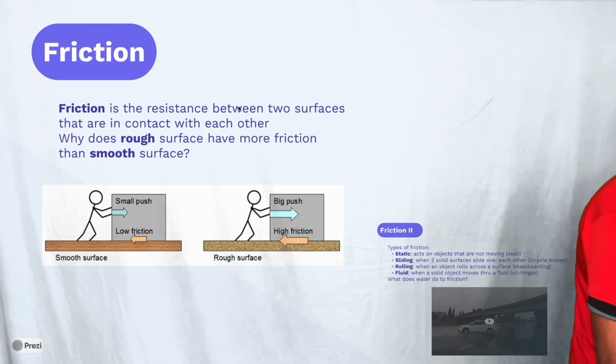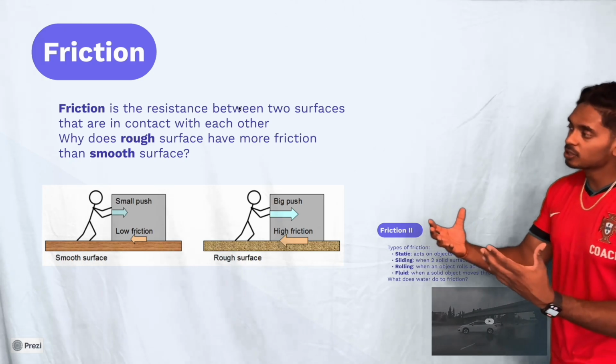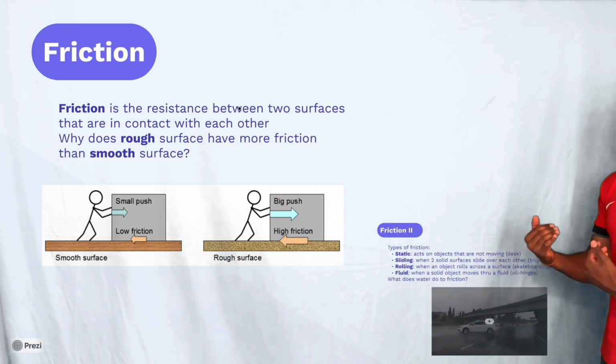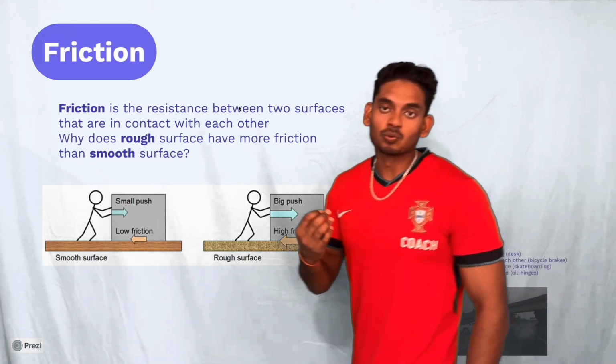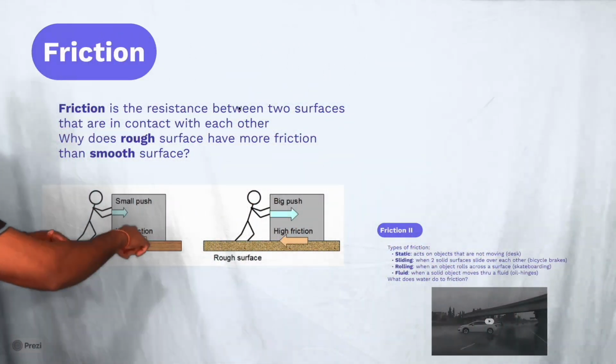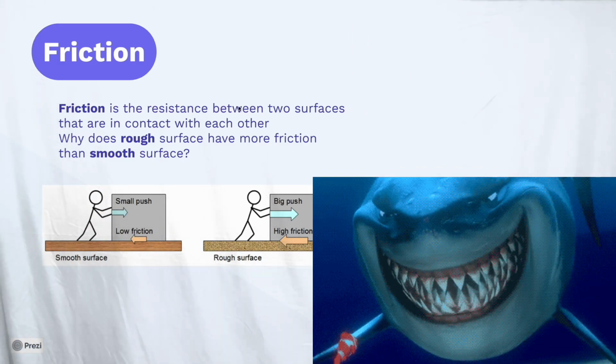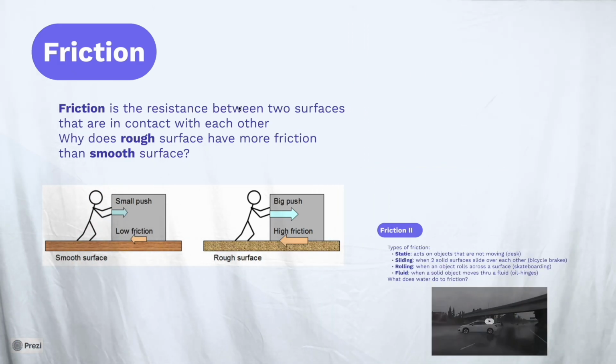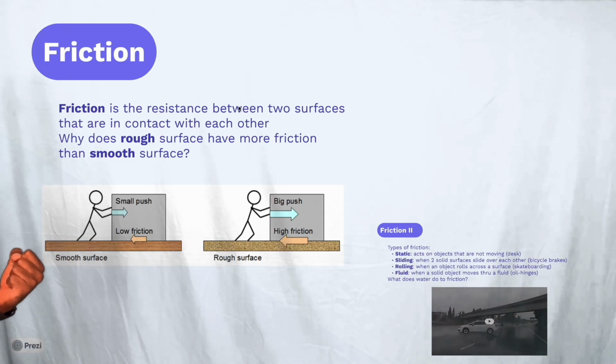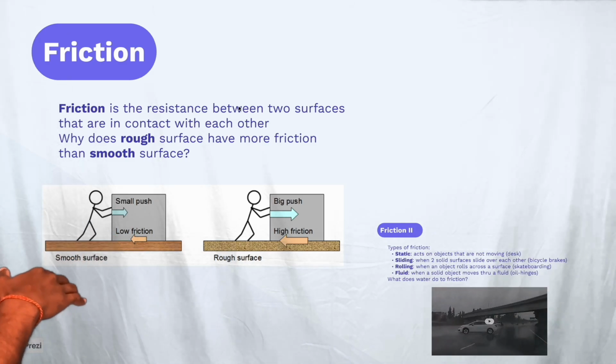However, if we look over here, we have a rough surface, a bigger push, and a bigger resistance. Why does this happen? Well, rough surfaces have small grooves in them, like little teeth. If you know anything about dinosaurs or sharks, their teeth are like grips, like hooks. So when they grab their prey, it can't squirm out. If their teeth were flat and smooth, it would slip right out.